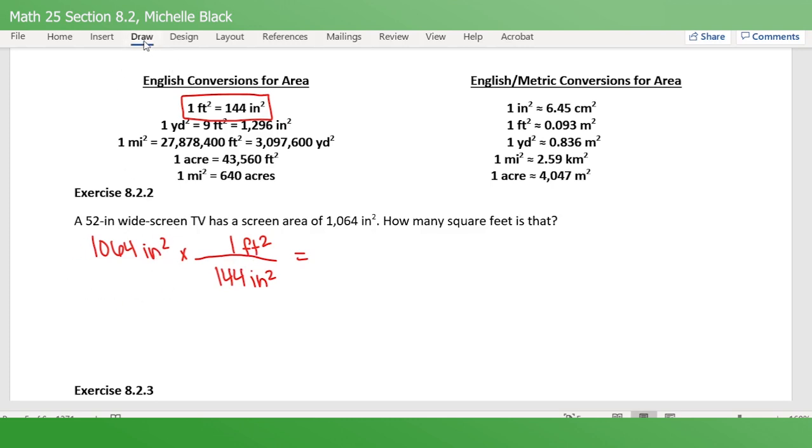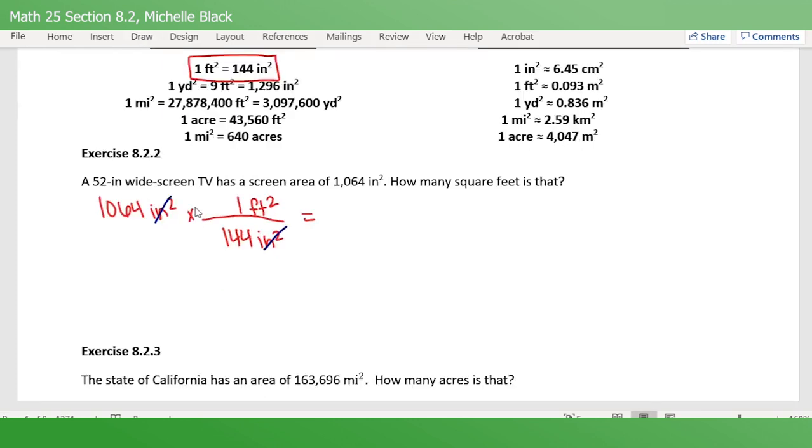The square inches will simplify away. What I'm left with is 1,064 divided by 144, and the units we're left with are square feet. If you plug this into your calculator, you'll get that it is approximately 7.39 square feet.